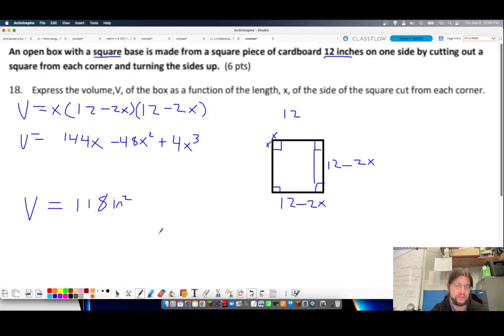Oops. I said inches squared, but it's inches cubed. It's volume, it's cubic inches.